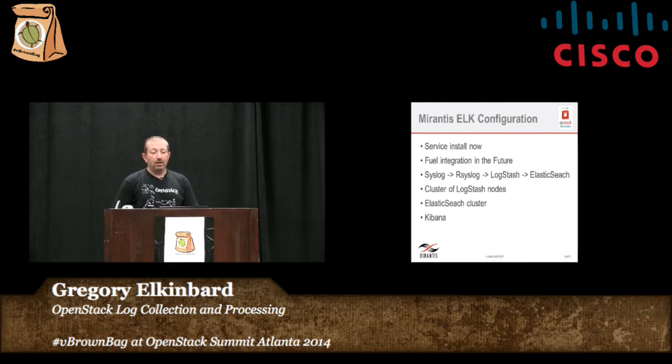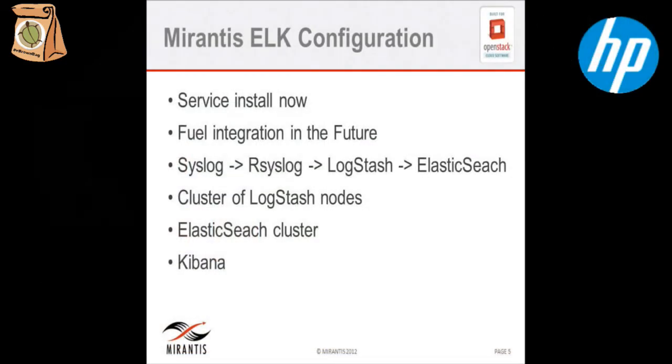All right, so currently Mirantis will install ELK as a service delivery. In other words, we'll install it by hand, pretty much, using the Puppet recipes, of course. Eventually, we will be integrating this into Fuel, so you wouldn't have to install the Logstash and the Elasticsearch clusters by hand. The pipeline looks something like this.